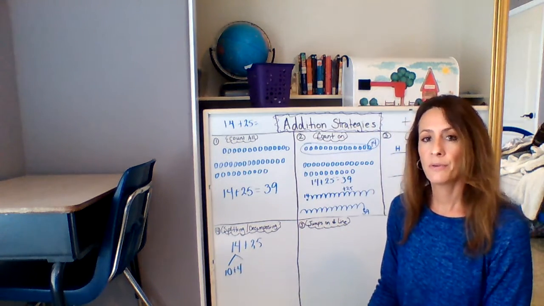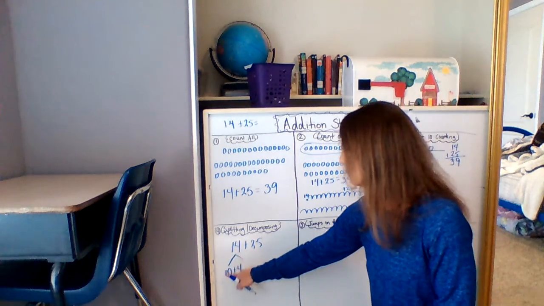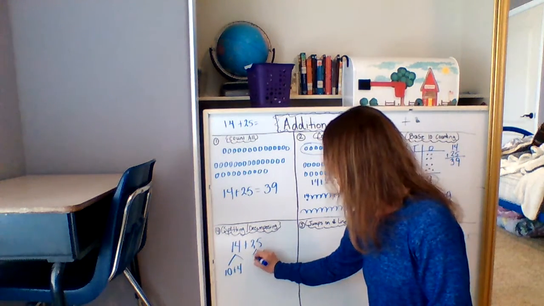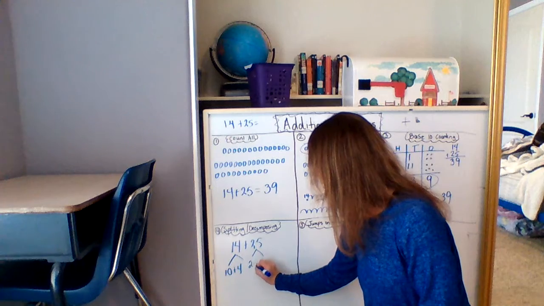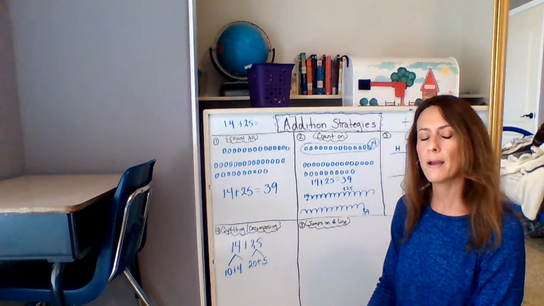Okay, because 10 plus 4 really is 14 if we add those two numbers together. And that 1 means 10, and that 4 means 4. When we break down 25, it's 20 plus 5. Okay, so you guys remember that?